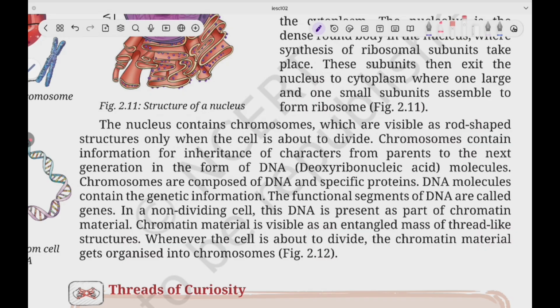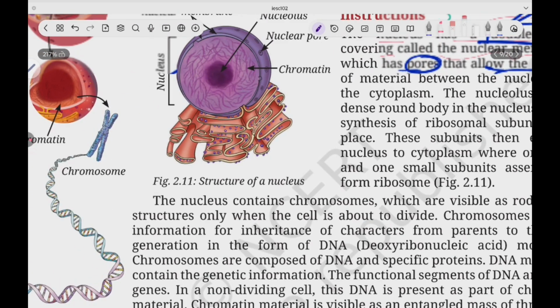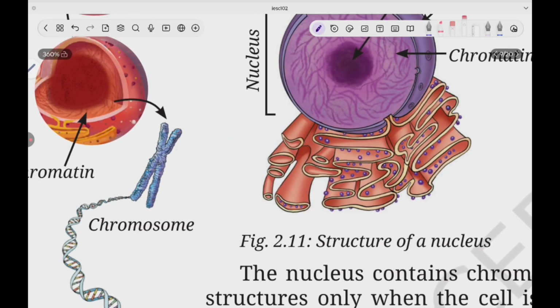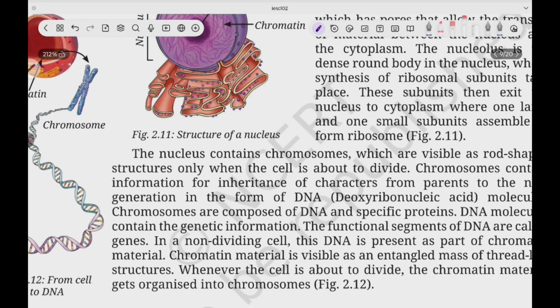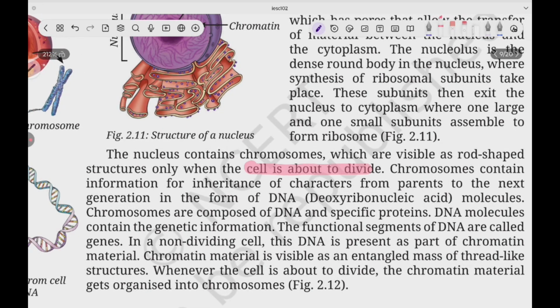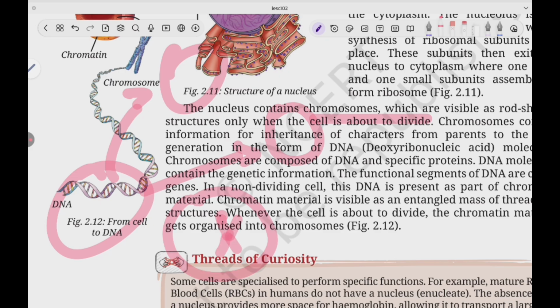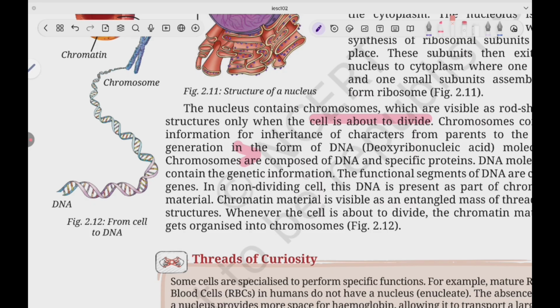The nucleus contains chromosomes which are visible as rod shaped structures only when the cell is about to divide. So this nucleus has chromosomes. It is rod shaped, you can see it is a rod shaped structure. It is only visible, very important, only when the cell is about to divide. When the cell is actually going to divide into two more cells, only at that time, inside the nucleus, these rod like structures, that is chromosomes, are visible.